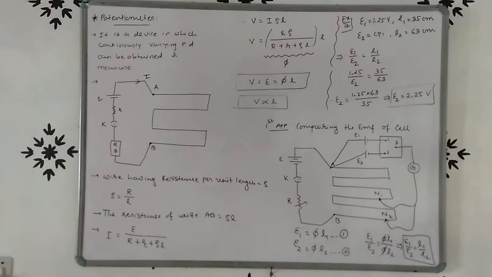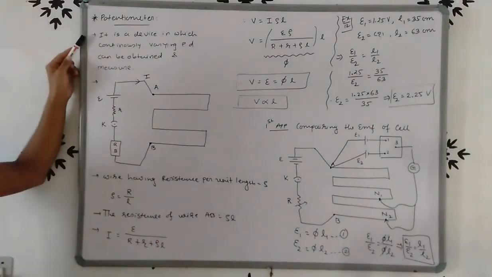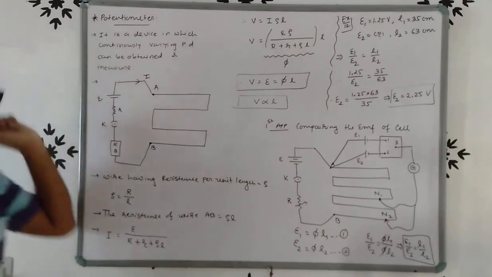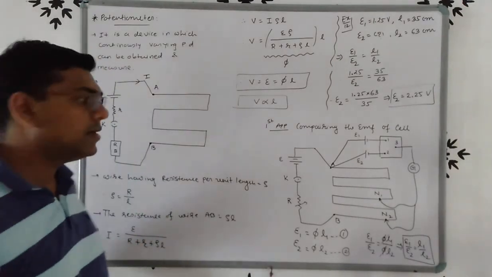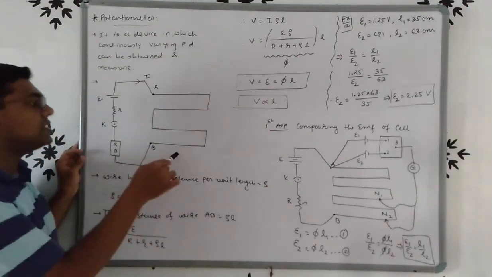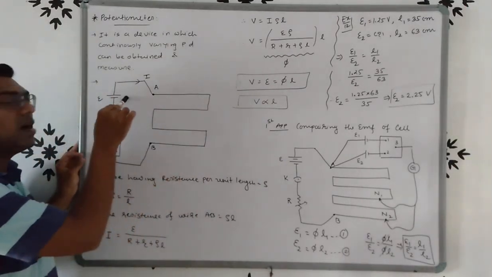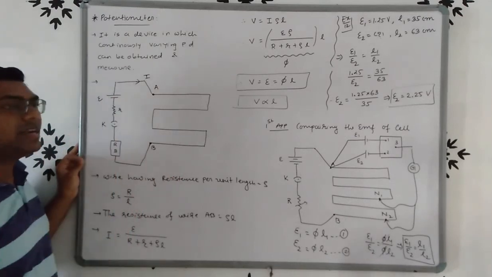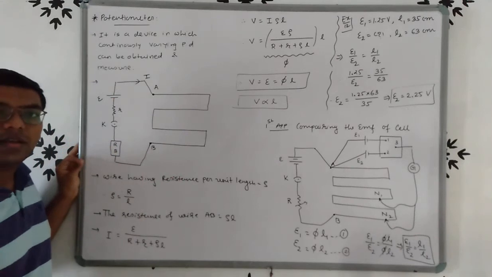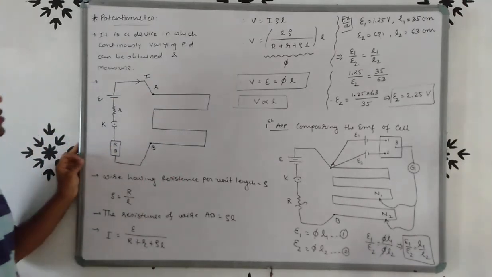Again friends, what is a potentiometer? A potentiometer is a device in which a continuously varying potential difference can be obtained and measured. In the diagram, there is a wire which is connected to a battery having internal resistance small r, a key and a resistor box. Now we have to find out the formula of potential difference.